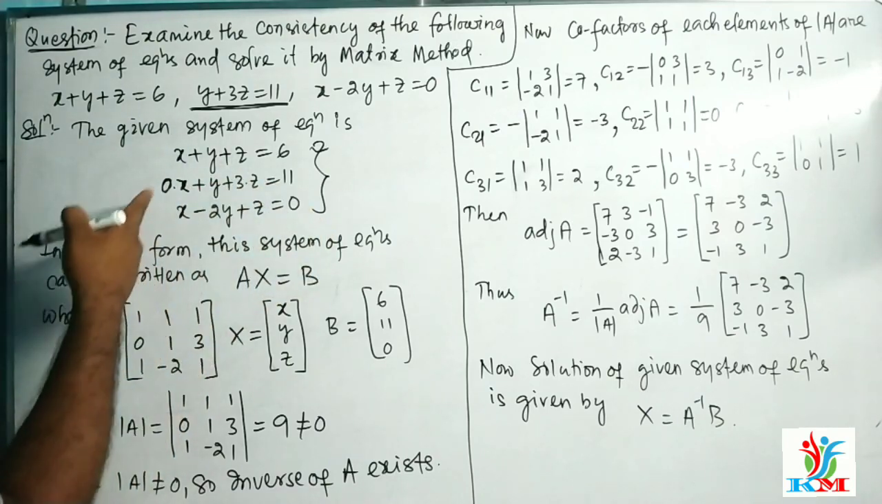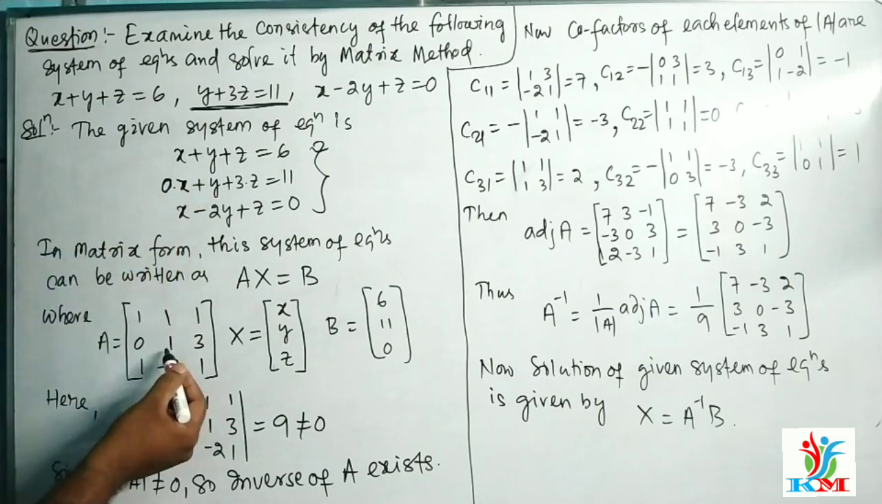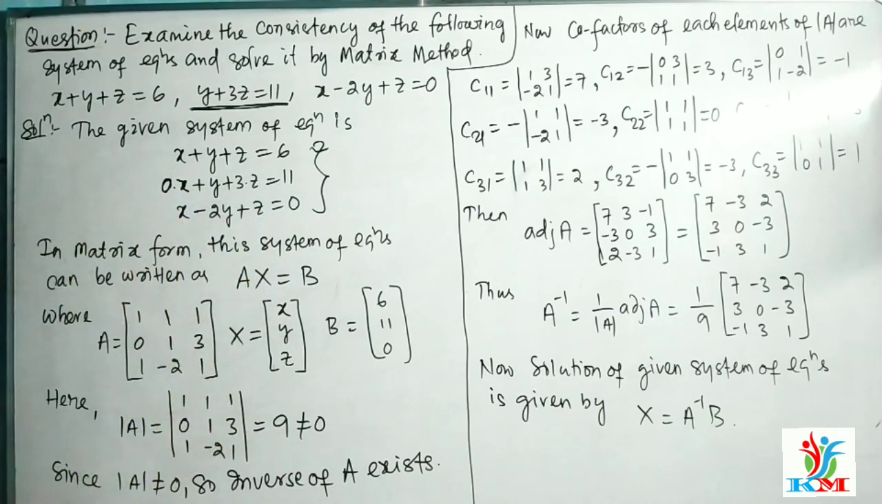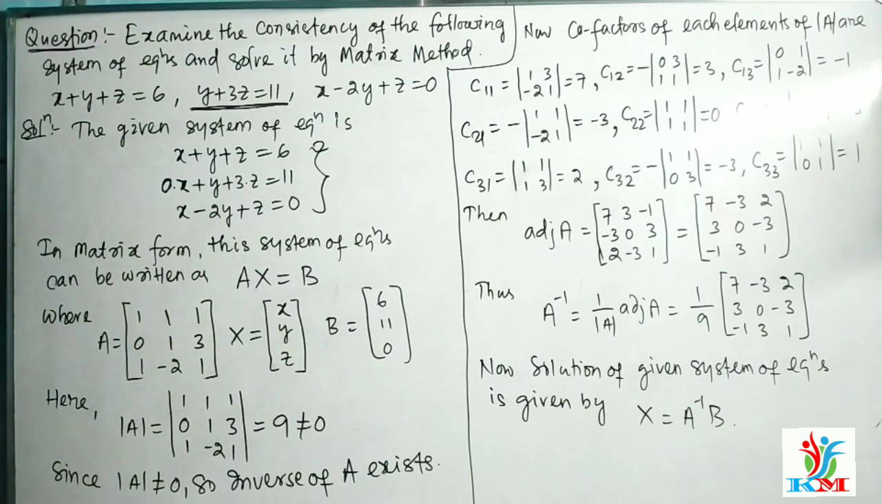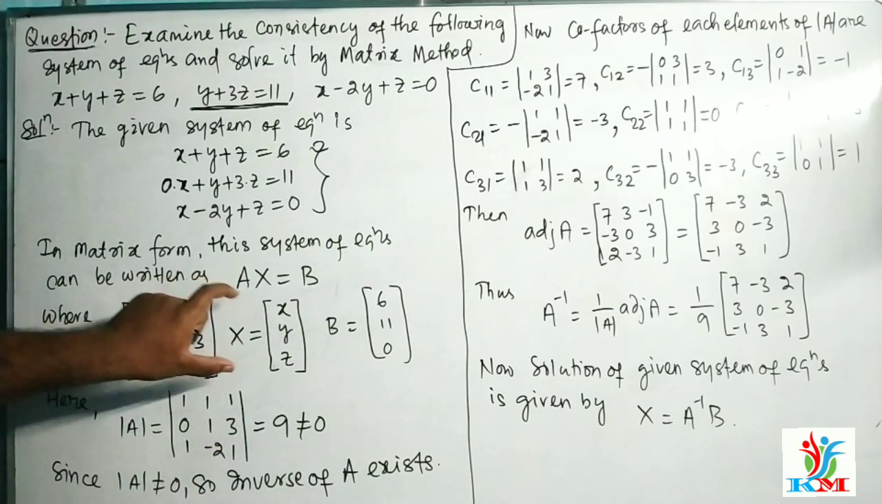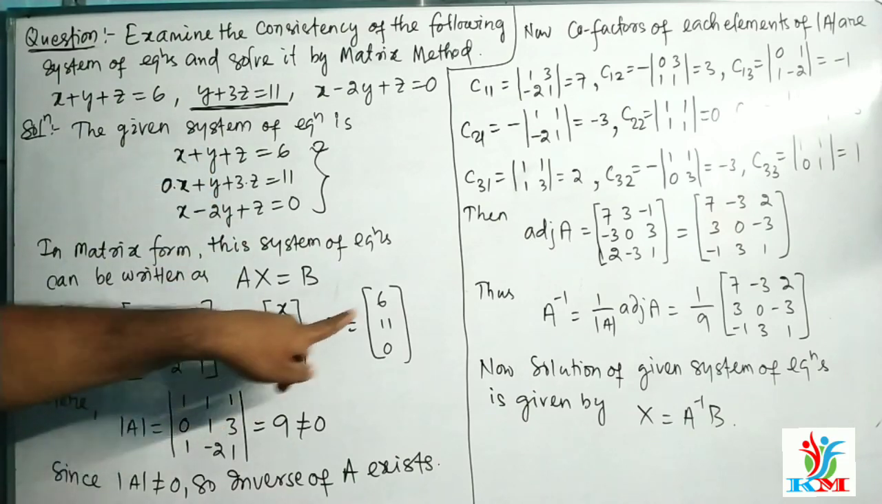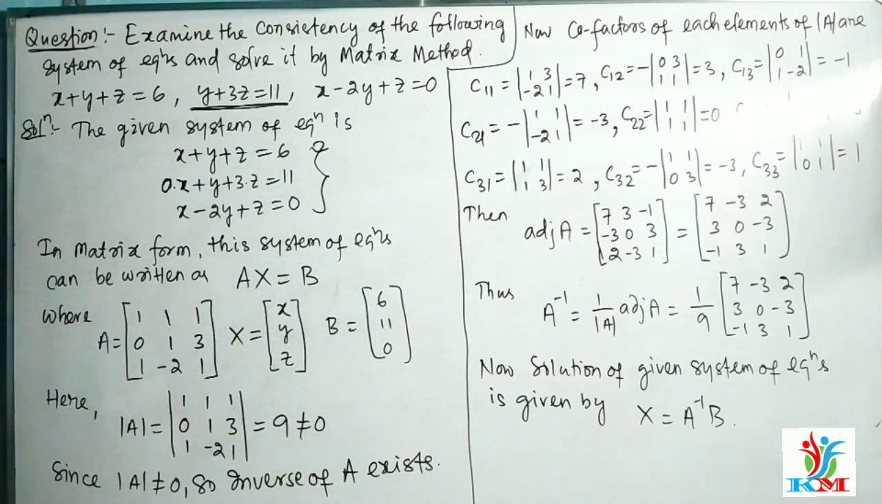And in the second equation, the coefficient of x equal to 0, the coefficient of y equal to 1, and the coefficient of z equal to 3. In the third equation, the coefficient of x equal to 1, the coefficient of y equal to minus 2, and the coefficient of z is also 1. So this is the coefficient matrix A, this is the variable matrix x, y, z, and this is the right side constant matrix 6, 11, 0. So we have to examine the consistency and find the solution of the system of equations by matrix method, as we discussed. So first we have to find the determinant of A.